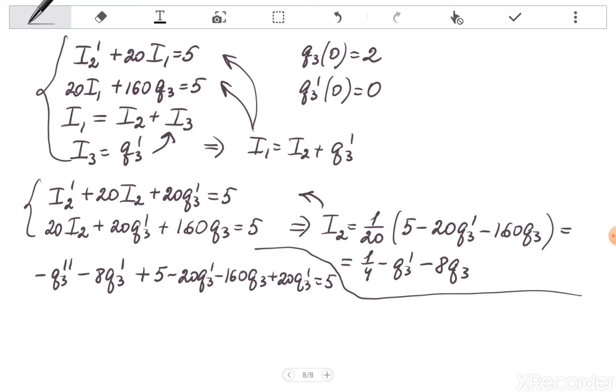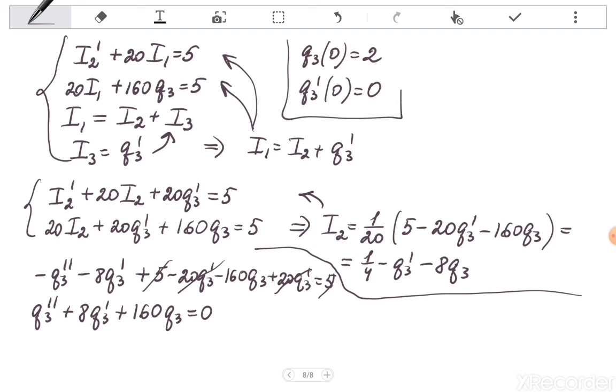Okay, let's combine everything that we have here. These two can be cancelled, so overall we get, and 5 also can be cancelled. And let's multiply everything by minus 1, so we get Q3 plus 8 Q3 prime plus 160 Q3 is 0. So we get a homogeneous linear equation with constant coefficients with respect to this Q3 function. Next, we need to find this Q3, and we also have the initial values for Q3, so this is good.